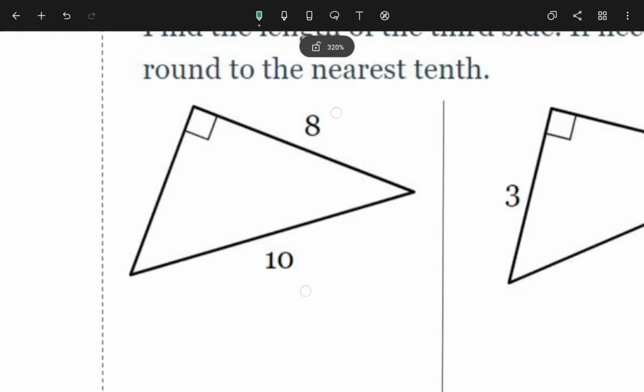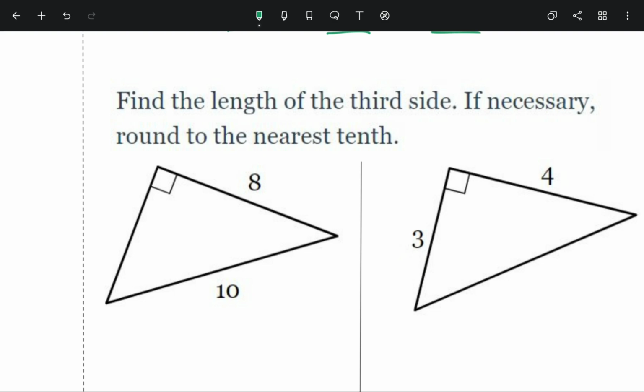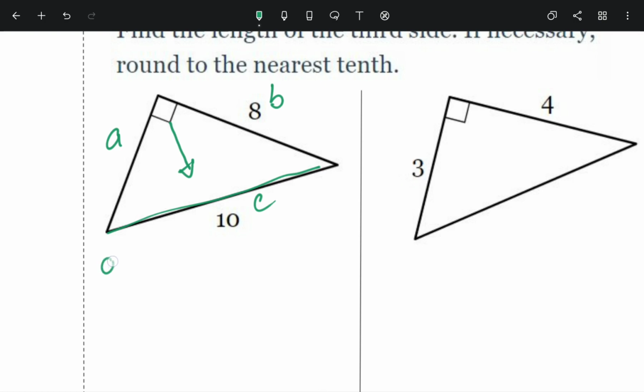So for this first one here, we want to find the length of the third side, and if necessary, round to the nearest tenth. So first, we're going to find our hypotenuse. So go from our right angle, go across, that is this side right here. So we are calling that C. And then A and B could be either of the other two sides. So I'm going to call our empty side A and this side B. And our formula is a squared plus b squared equals c squared.